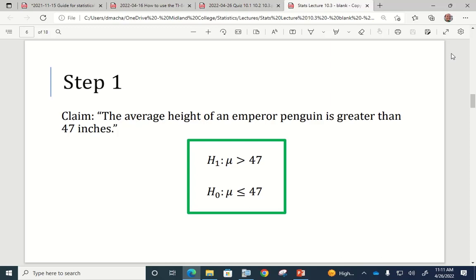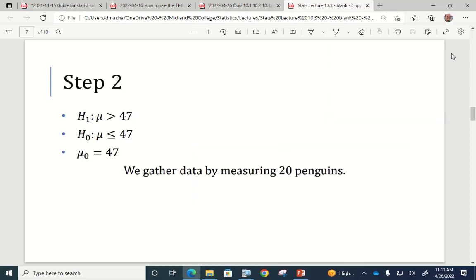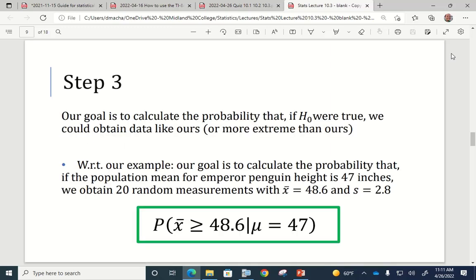Remember, your alternative is what you're seeking evidence for. Your null hypothesis is just the converse of your alternative hypothesis. So suppose we gather data by measuring the height of 20 penguins. So my sample size is 20. Out of that sample, suppose I average the heights and my sample mean is 48.6. My sample standard deviation is calculated to be 2.8.